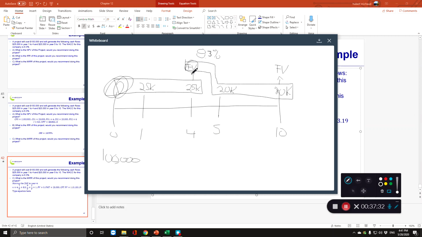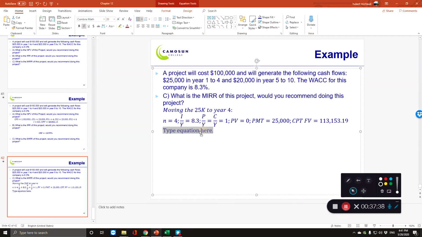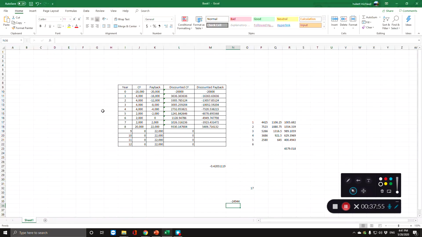Now what I want to do is take this FV, this 113,000, and the 20,000 and move it to year 10. So I'm moving the 113K and 20K to year 10. I'm going to do it directly on Excel, explaining what I'm doing as we go along, because we can do that on Excel.